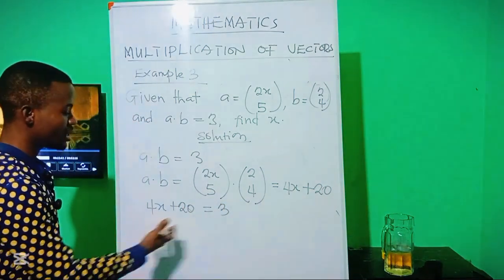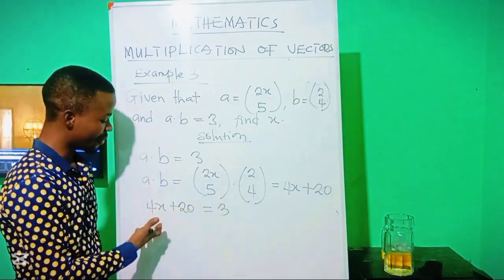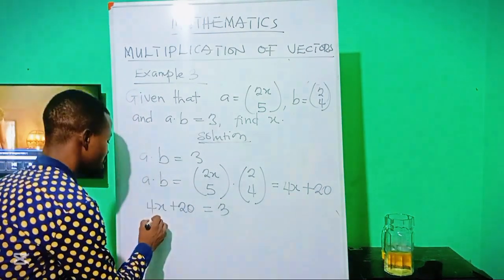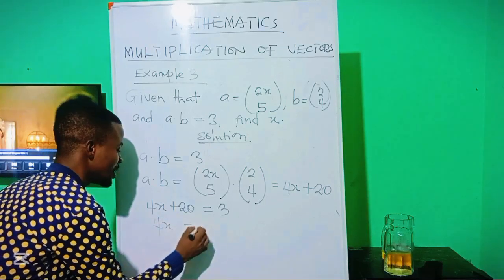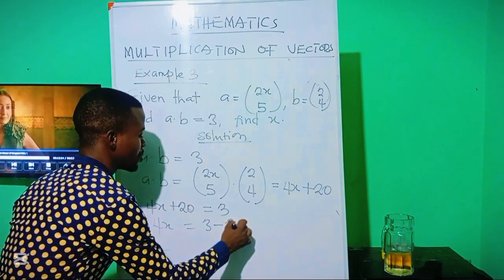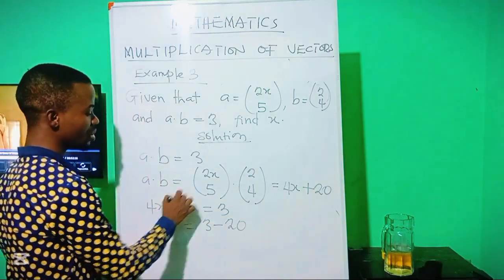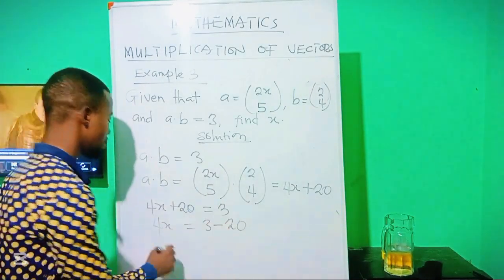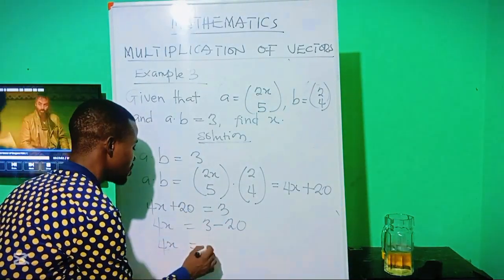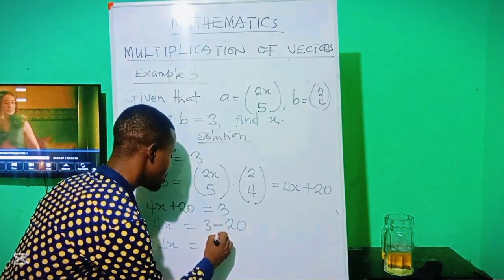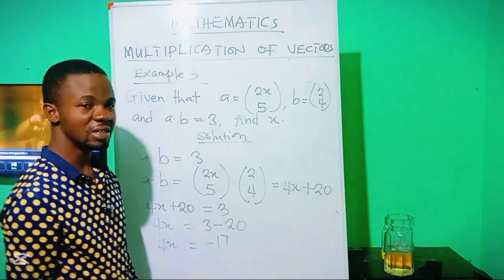Now what do we do? This is a linear equation with a variable x. So you will solve for x. We start by writing 4x equal to 3 minus 20, because you are sending the 20 to the other side. Because it's positive here, it becomes negative. So we have our 4x to be equal to 3 minus 20. 3 minus 20 will give you negative 17.